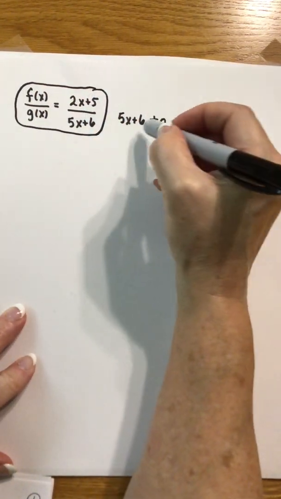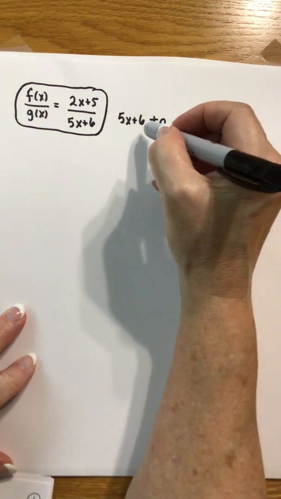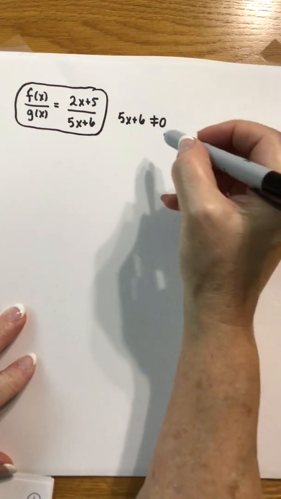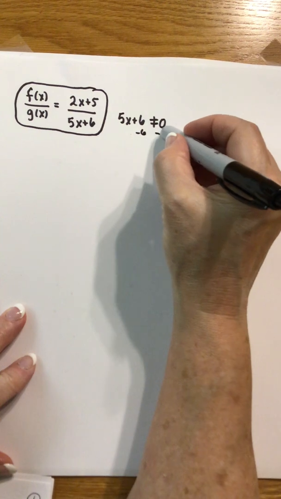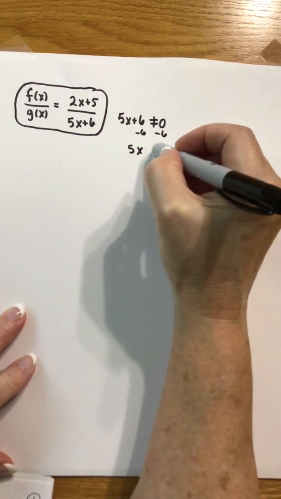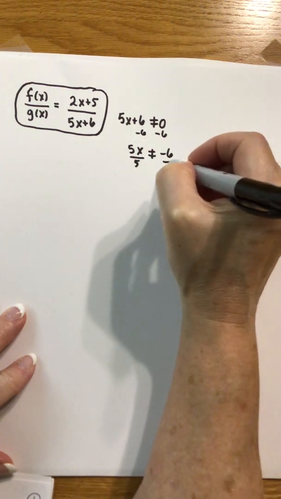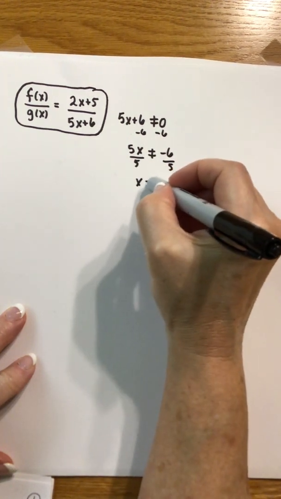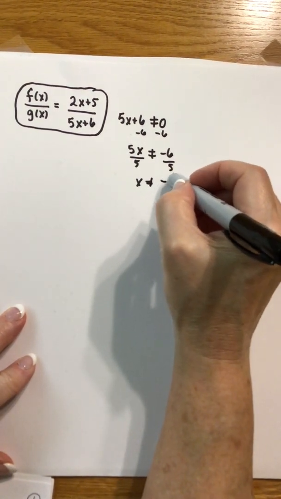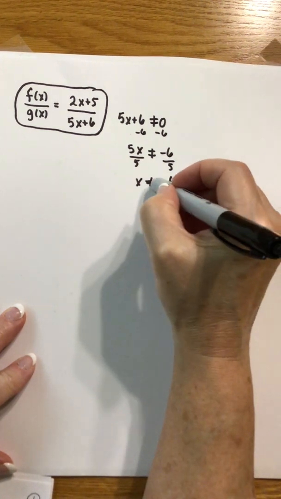But now we have to consider this to find the domain. So we are solving for x, so I'm going to take a minus 6. 5x cannot be negative 6, divide by 5. So x cannot be negative 6 over 5.